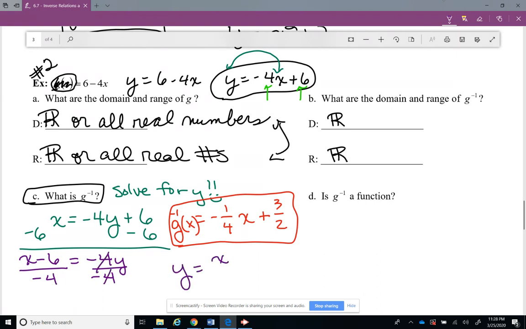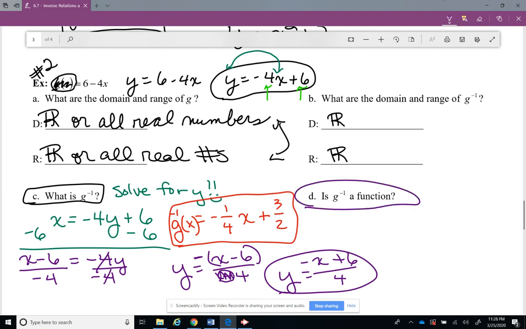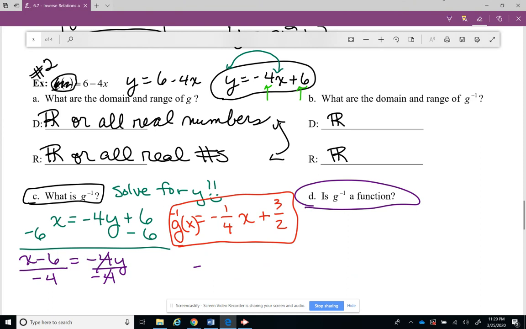y equals x minus 6 over negative 4, but you're not supposed to have a negative in the denominator. So that means you would have to move it up here, and to move it up here, you would have to put the negative out in front. So you could actually have y equals, I'm going to distribute the negative, negative x plus 6 over 4. But if you had that, it's going to be hard for you to do the next question. Is g inverse a function? I don't know if you could tell by looking at it like that. So I just want you to know that is another way you could write the inverse of g.